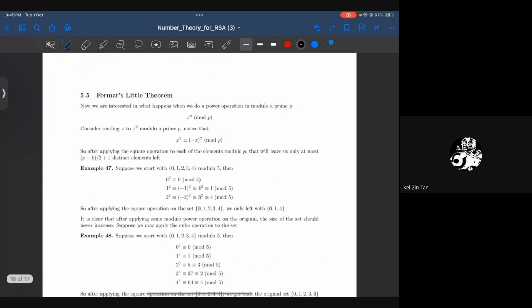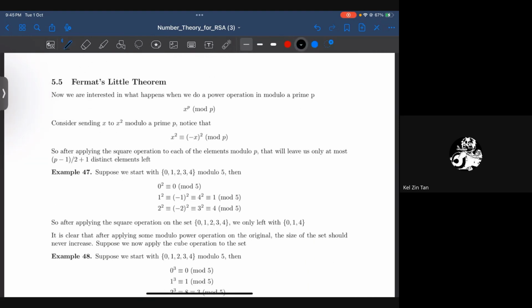So now we move on to the next big theorem, which is called Fermat's Little Theorem. Just now we were wondering what happens when we have multiple equations, multiple moduli, but that doesn't say anything about power operations. To be more exact, we want to look at what happens when we do something like x to the power of p modulo p. When we do power operations in modular arithmetic, what will we get? That's the question we want to ask.